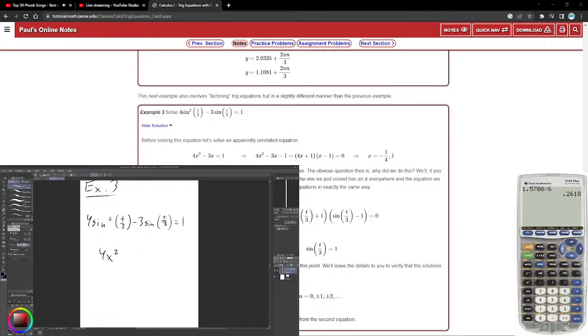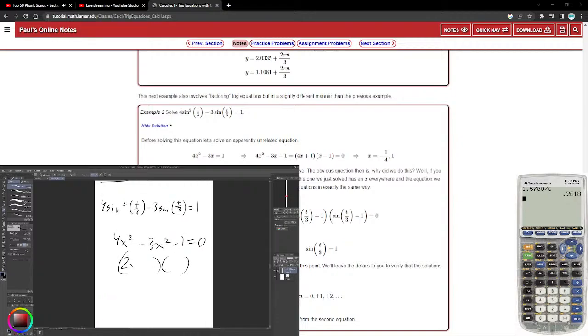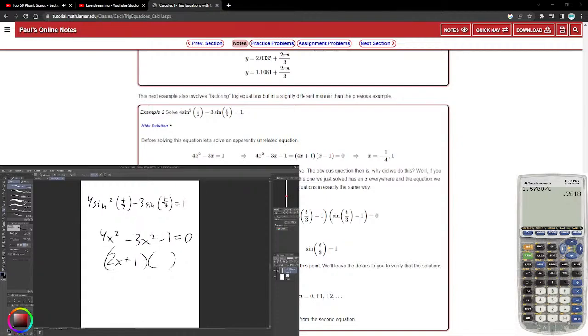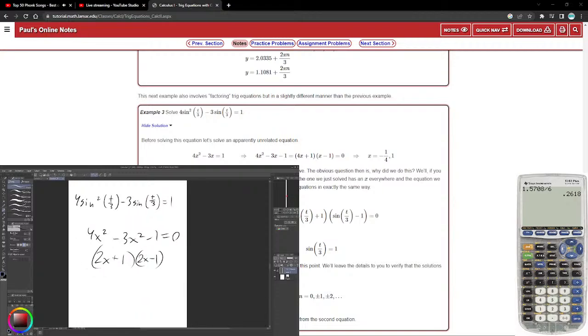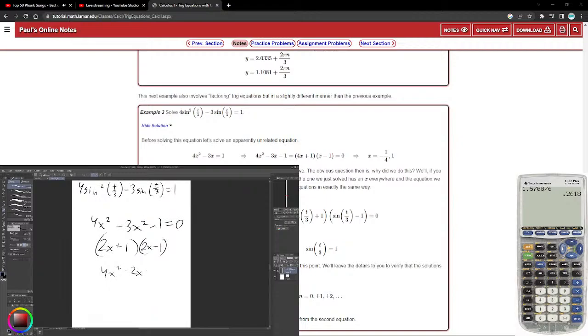4x squared minus 3x minus 1 equals 0. 2x plus 1, 2x minus 1. 4x squared minus 2x plus 2x now.